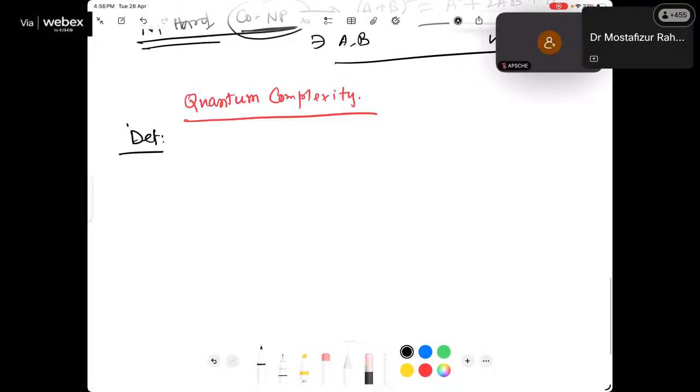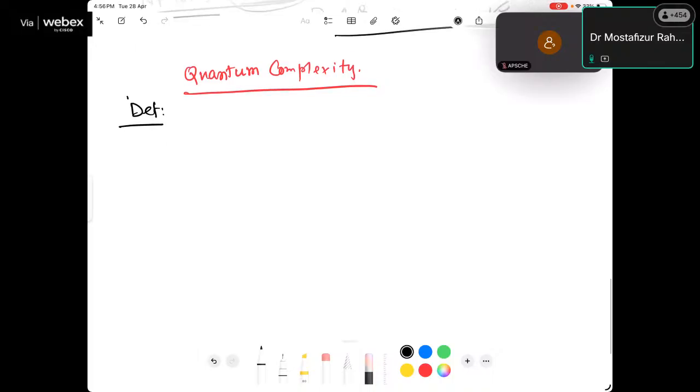So let me define something before starting the quantum complexity theory. I'm defining something called PTM, probabilistic Turing machine.